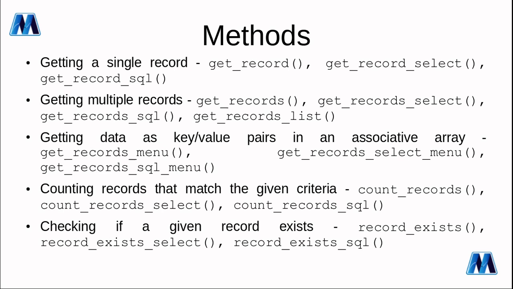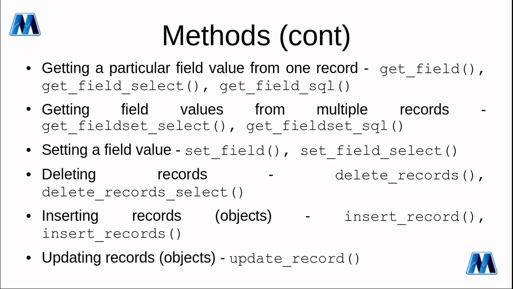Okay, and then multiple records is your get records. Getting data as key value pairs in an associative array is your get records menu, etc. Counting records that match the given criteria, so count records, and then again count records underscore select, etc. And then quickly checking if a given record exists, etc. Okay, so getting a particular field value from one record is just get field with its variations. Getting field values from multiple records, get field set.